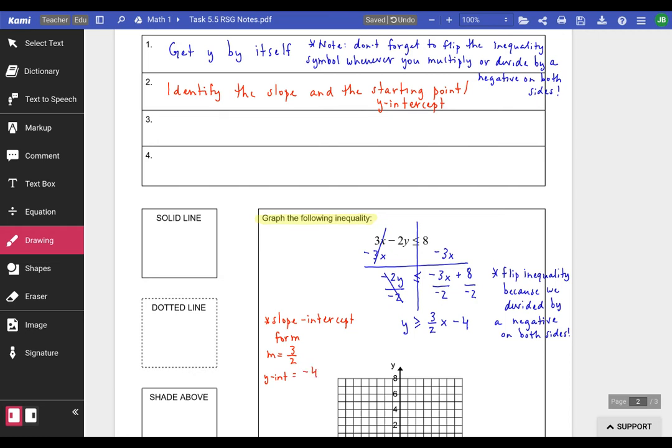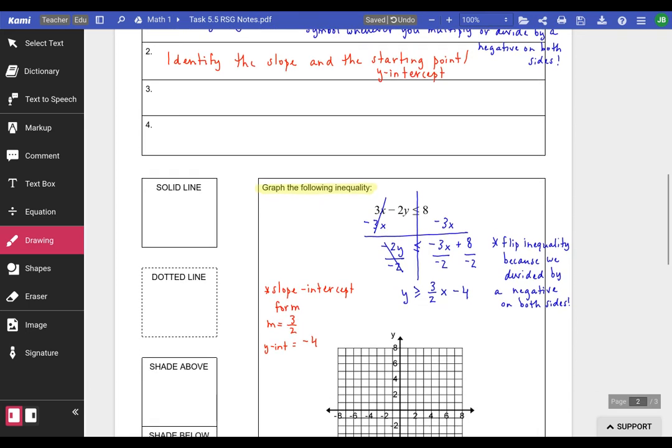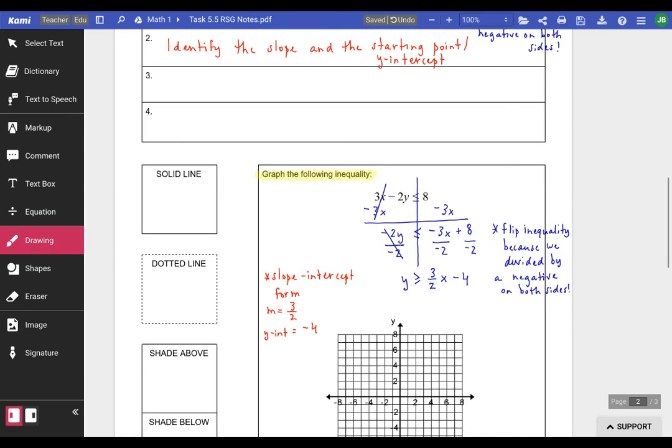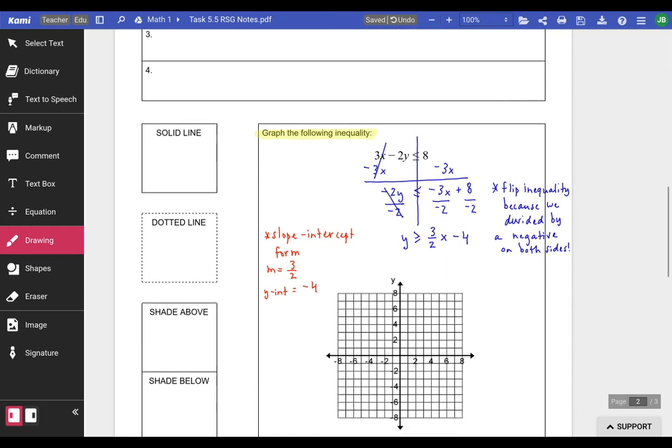So I can go ahead and plot those. I'm not going to connect the line just yet. I'll put in my y-intercept here, and then I'll locate some points using my slope. All right, so I've got a few points.